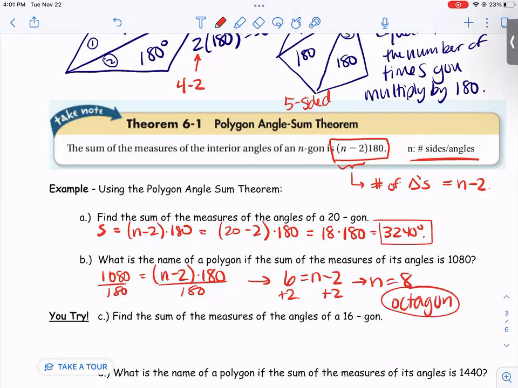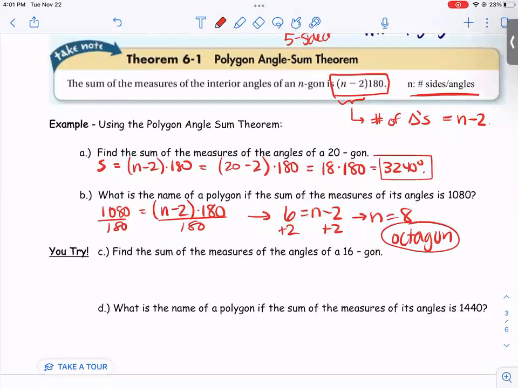Okay? So if you continue to try the next two questions, you can see, first of all, what the sum of the angle measures for a 16-gon is, and then what the name of the shape is for a polygon that has a sum of 1440. So go ahead and try those two questions on your own. Check the key to see if you can get it correct, and we will stop there for right now.